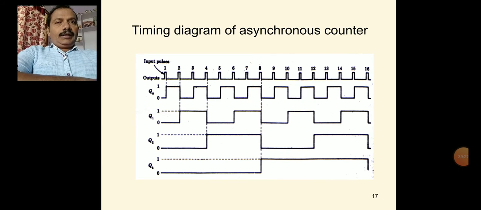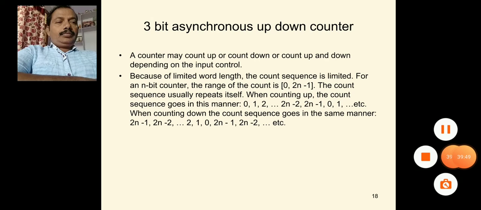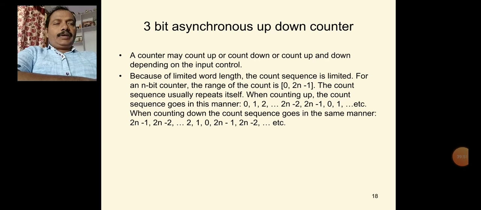Now let us see the 3-bit asynchronous up-down counter. A counter may count up or count down depending on the input control signal. Because of limited word length, the count sequence is limited. For an n-bit counter, the range of the count is from 0 to 2^n minus 1. That count sequence usually repeats itself.